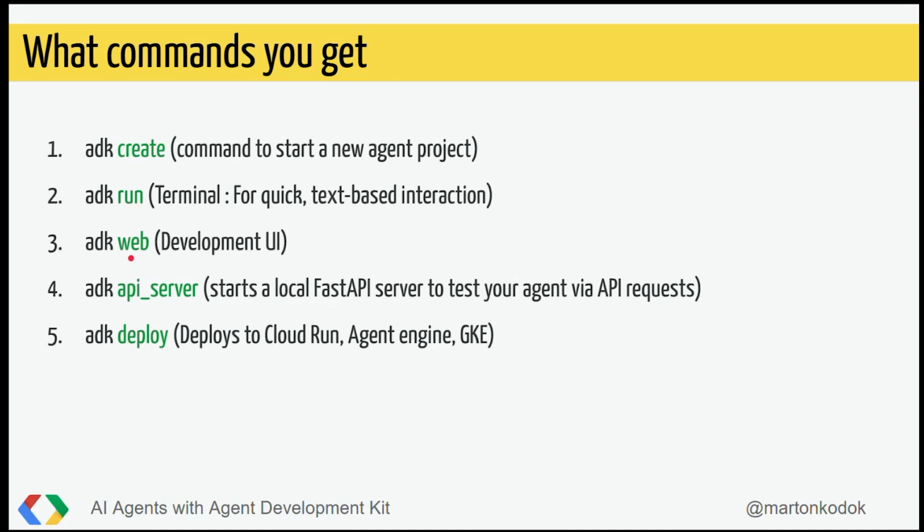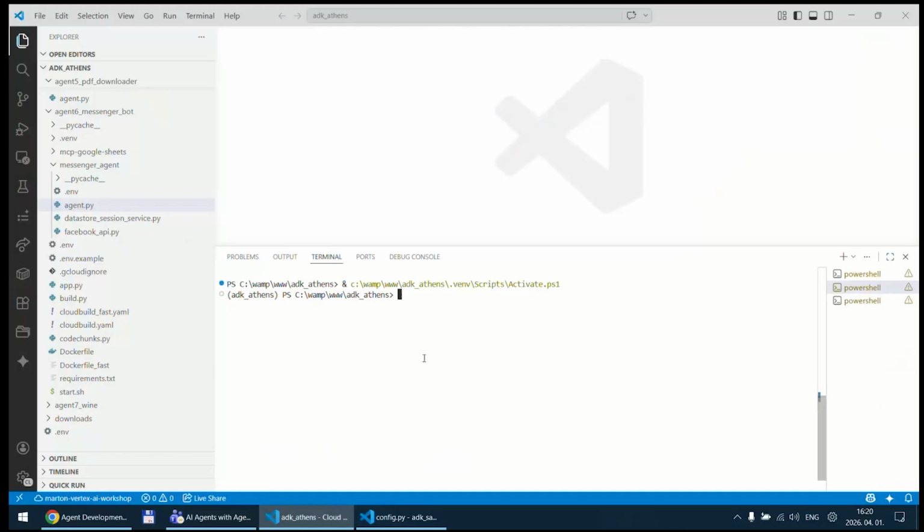Then if you only want the backend component of it, you have the API server, which starts a local FastAPI server. What is FastAPI? It's a Python-based runtime environment, and my ADK examples will be Python-based. But if you are another language developer, the same is available in the other languages as well. And ADK deploy is a quick command to get quickly to Cloud Run or Agent Engine and GKE in the GCP environment and so on.